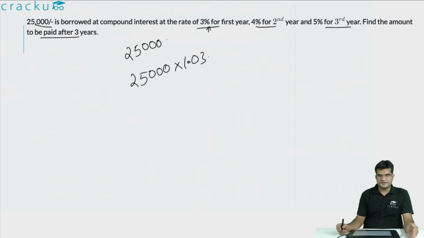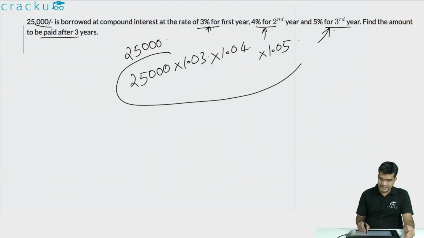This will be the principal for the second year, and the interest rate for the second year is 4%. So the amount at the end of the second year will be into 1.04. This will be the principal for the third year, and the interest rate for the third year is 5%. So the amount at the end of the third year will be into 1.05. This is the amount that needs to be paid back at the end of the third year. You can simplify this and you will find that the answer is equal to 28,119.